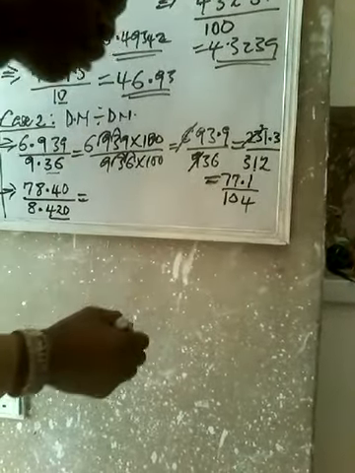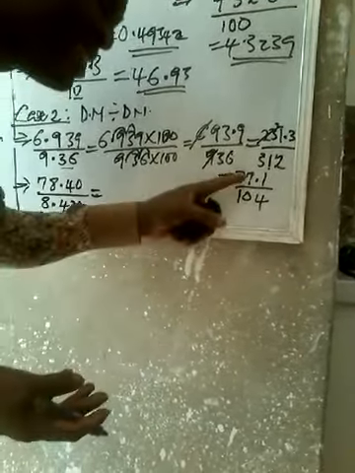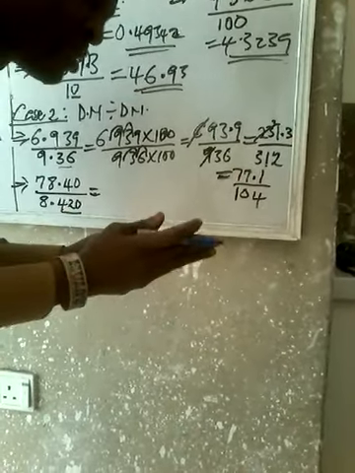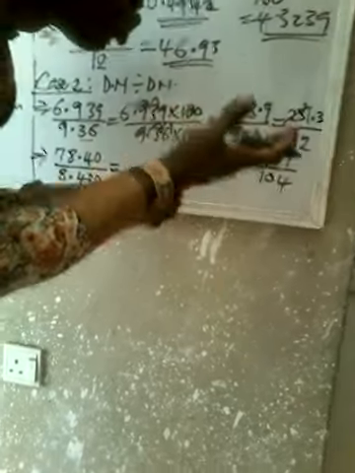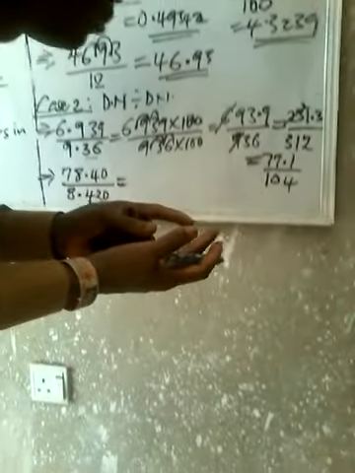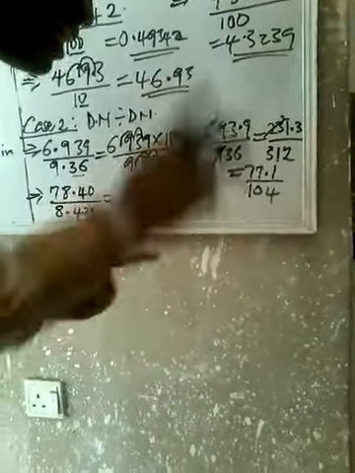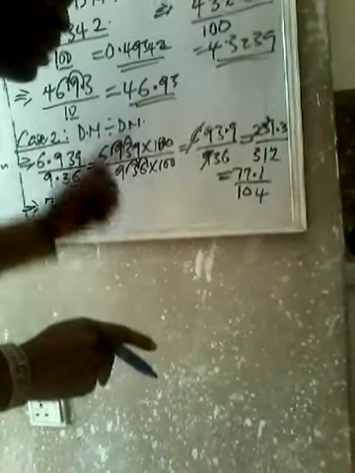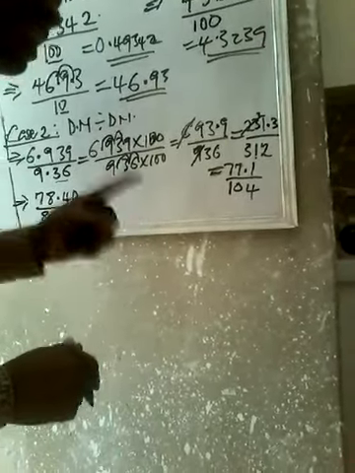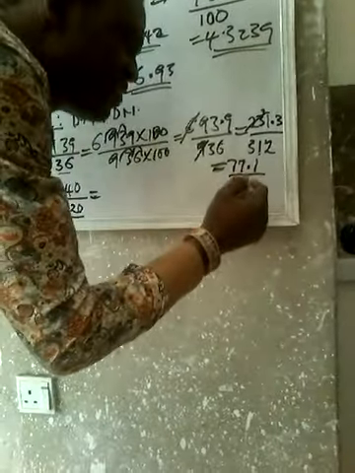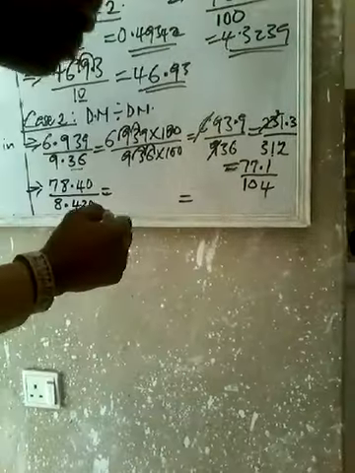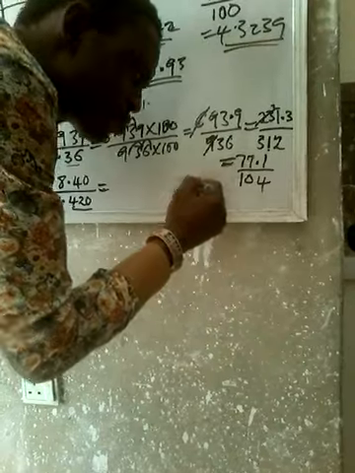77 divided by 104 is impossible, because this is a case of a proper fraction: a smaller numerator over a bigger denominator. You are going to have your answer less than 1. Every proper fraction will give you an answer less than 1. So 77 divided by 104 is impossible. Impossible means that you write 0.